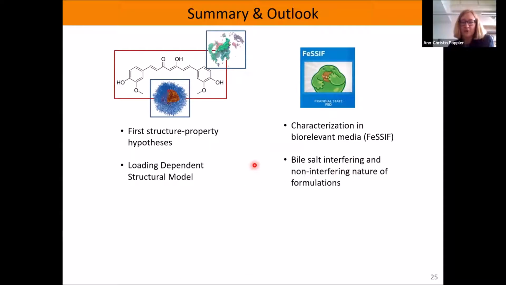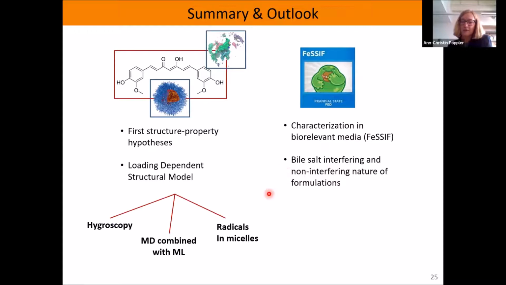And with this, I would like to summarize. You have seen this work on getting structure-property relations and models for these polymer nanoparticles. And you have also seen the work that we did on biorelevant media. And what we are currently also working on is we study the hygroscopic behavior of these particles and trace water through them. We would like to combine the work that we have seen on molecular dynamics with machine learning, because we have tried to calculate shifts from the snapshots, and it has taken us an immense amount of time.